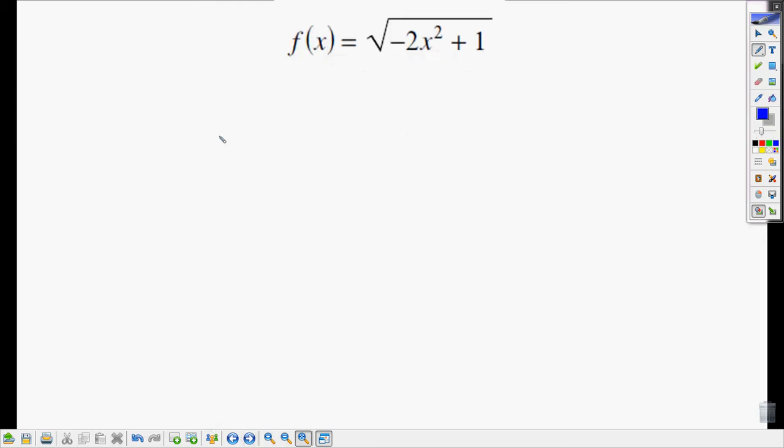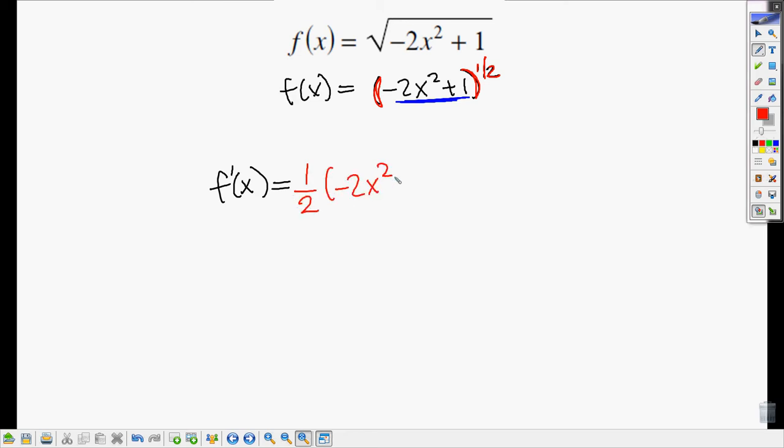Okay. So we don't really have any differentiation rules per se for a root, so we're going to rewrite this as a power. So I have negative 2x squared plus 1 to the 1/2. Okay, so again, regardless of what's on the inside, when we have something raised to a power, we use power rule. And then on the inside, we have to take the derivative of the inside function as well. So f prime of x is going to equal, so when I take the power rule, I drop the power and subtract 1, so that's a negative 1/2, times the derivative of the inside, which is going to be negative 4x.